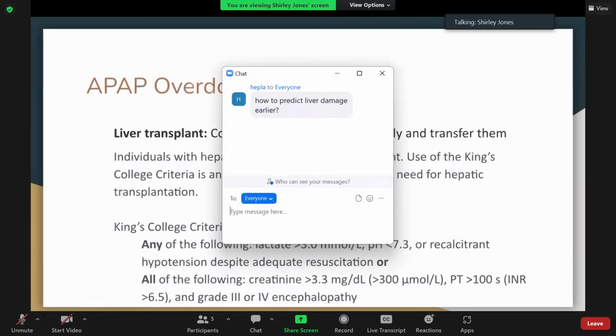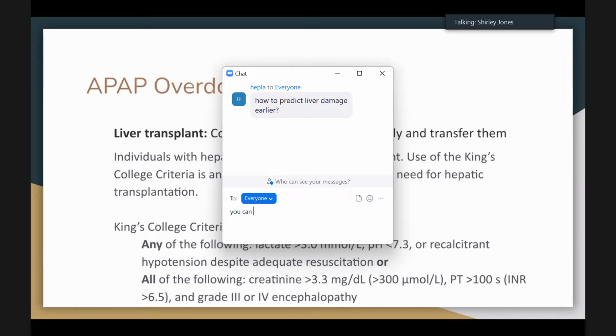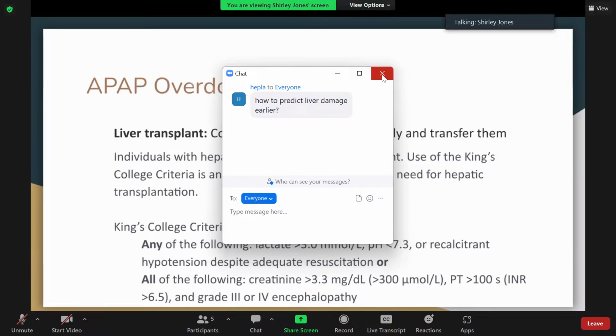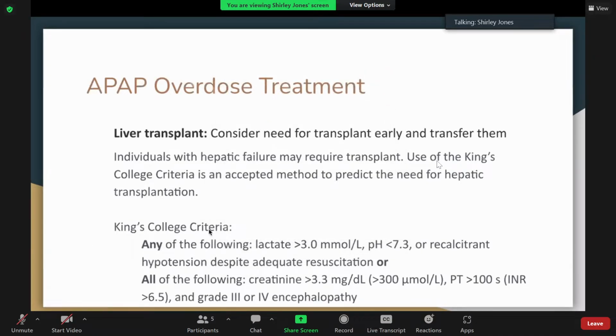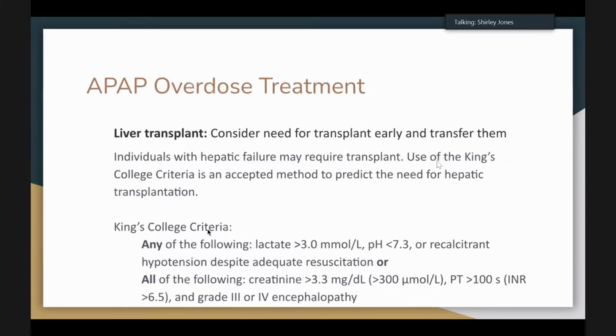You have to consider liver transplant early and transfer them to a facility that is capable of that. You can use this King's College criteria to decide who needs a liver transplant to try to predict it. But again, this is probably what the tropical disease toxicology doctor's doing.